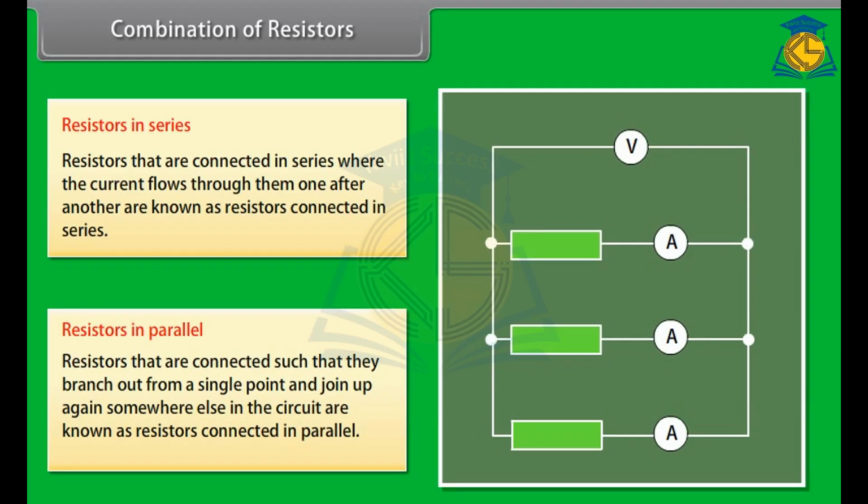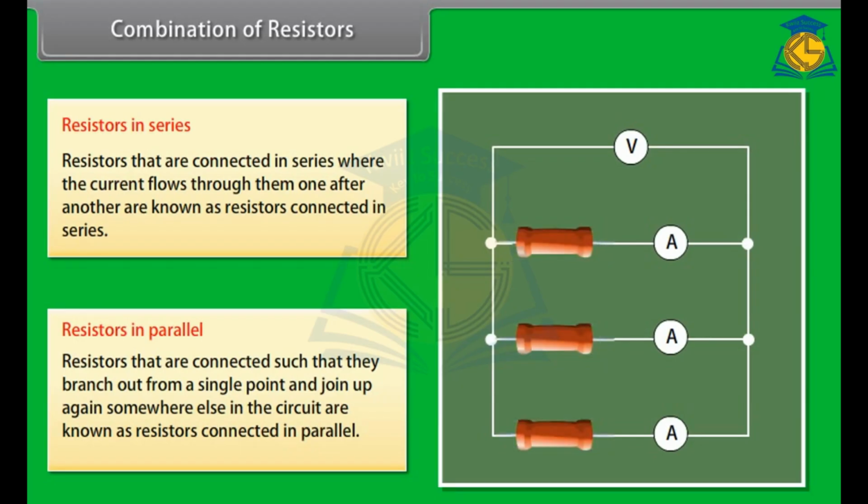Resistors in parallel. Resistors that are connected such that they branch out from a single point and join up again somewhere else in the circuit are known as resistors in parallel. Here, the current through each component is the same as if it were the only component present. So the total current flowing through the battery is the sum of the currents flowing through each branch.